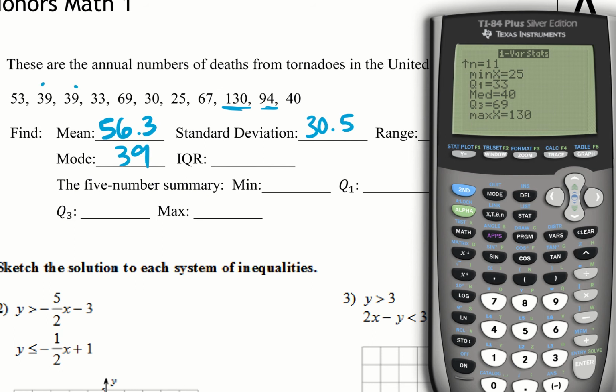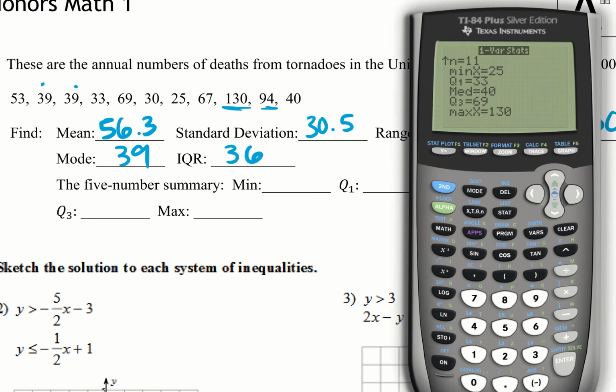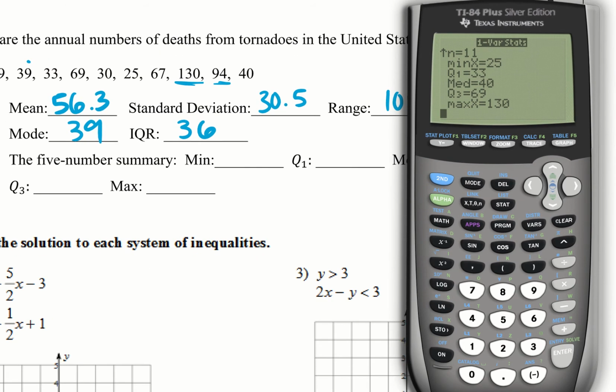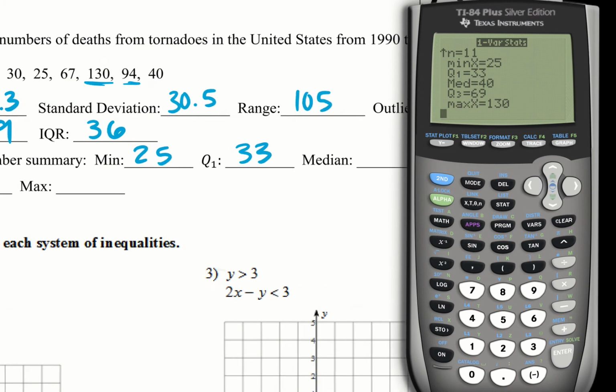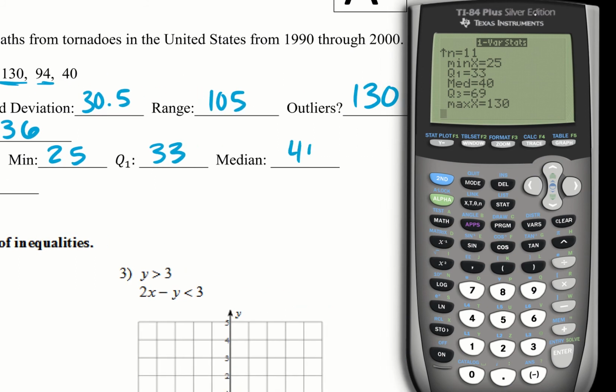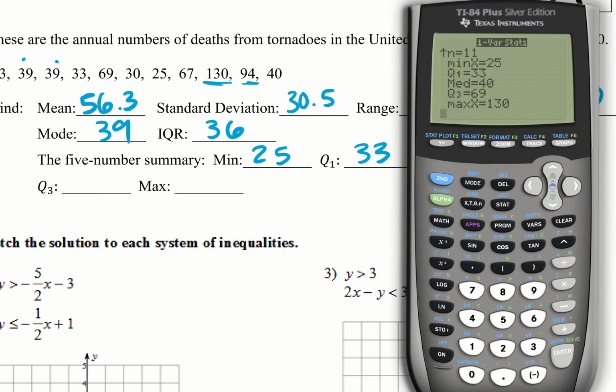Interquartile range is the difference between Q3 and Q1. I can see on my calculator Q3 is at 69, Q1 is at 33, and 69 minus 33 is 36. So my interquartile range is 36. And then down to my 5-number summary. This is a perfect place to be on my calculator screen because I can see the minimum is 25. Q1 is at 33. The median is at 40. The Q3 is at 69, and the maximum value is 130.